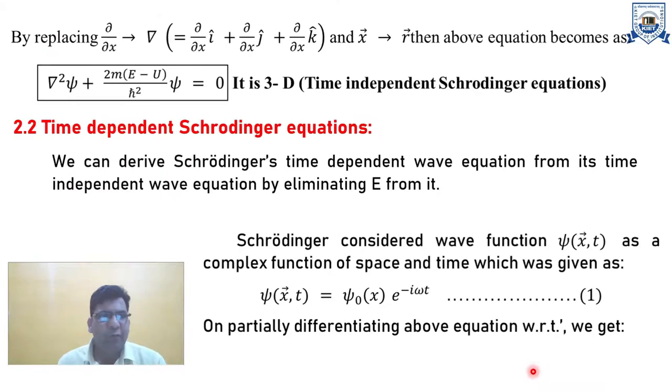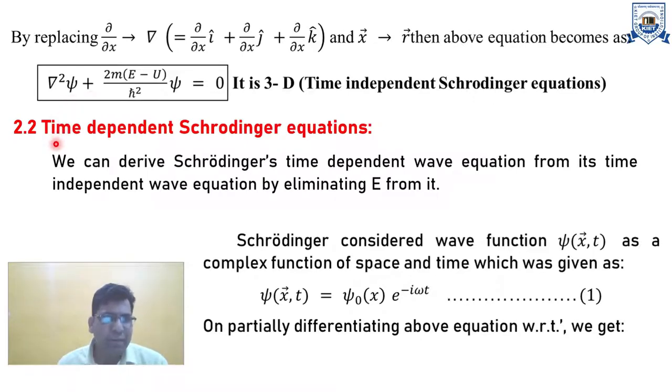Again, we have a parameter: if we replace del upon del x by the mathematical operator del, that is del upon del x i plus del upon del y j plus del upon del z k, with position r, we get the three-dimensional form of the time independent Schrodinger equation. Del square psi plus 2m into E minus V upon h cross square psi is equal to 0. This is very important. If the particle is free to move anywhere, you can apply this equation directly and solve it. Okay, understand?